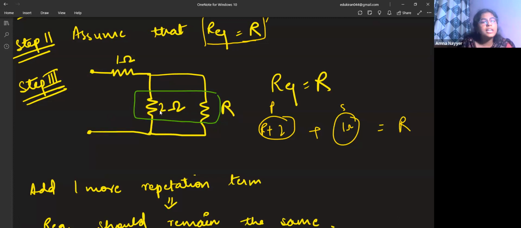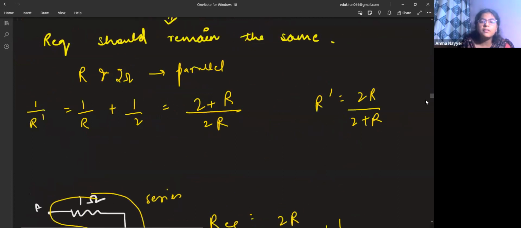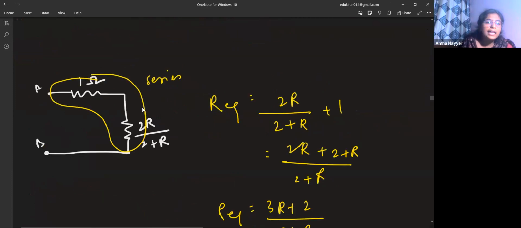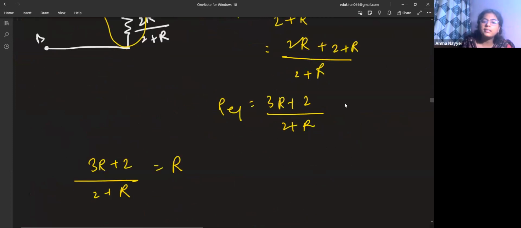So R and 2 were in parallel, and I got the answer as 2R divided by (2 plus R). Then their resultant was in series combination with this 1 ohm. When this was solved, R equivalent was obtained as (3R plus 2) divided by (2 plus R), and this R equivalent is still equal to R only. Now is it clear? Chavez, any doubt? Still you can ask.